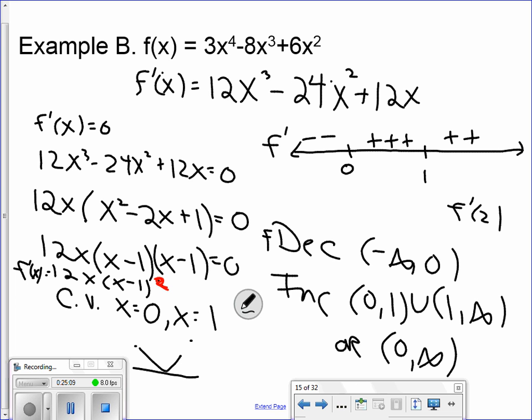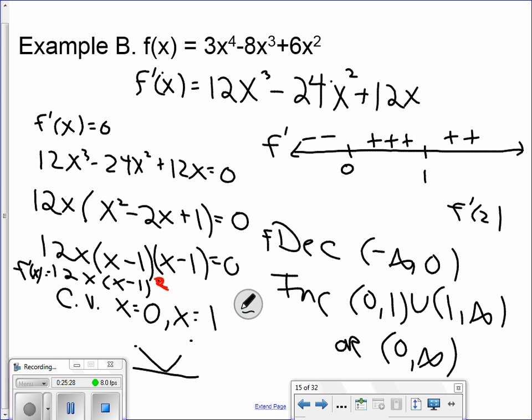X not equal to 1, where it's increasing? But then what about like -7? Oh, and then you wrote next to it where x is not equal? Oh, that's right. Yeah, I get it. Okay. Questions about that one?